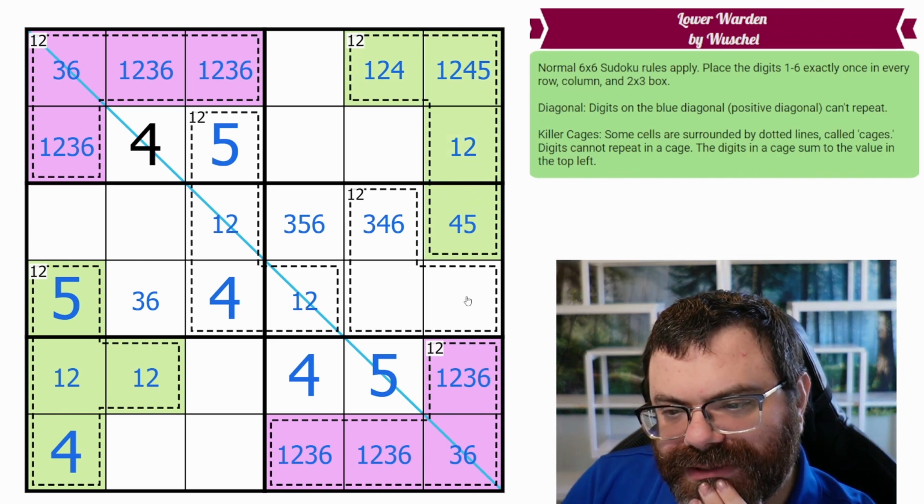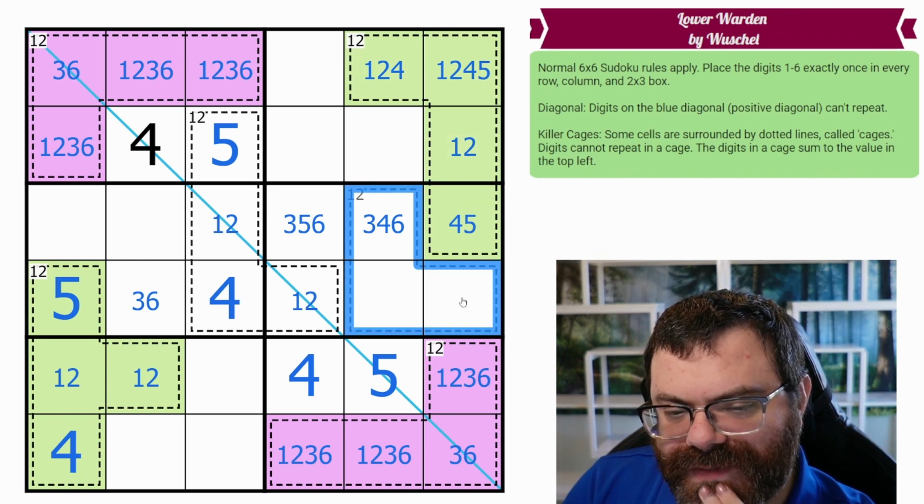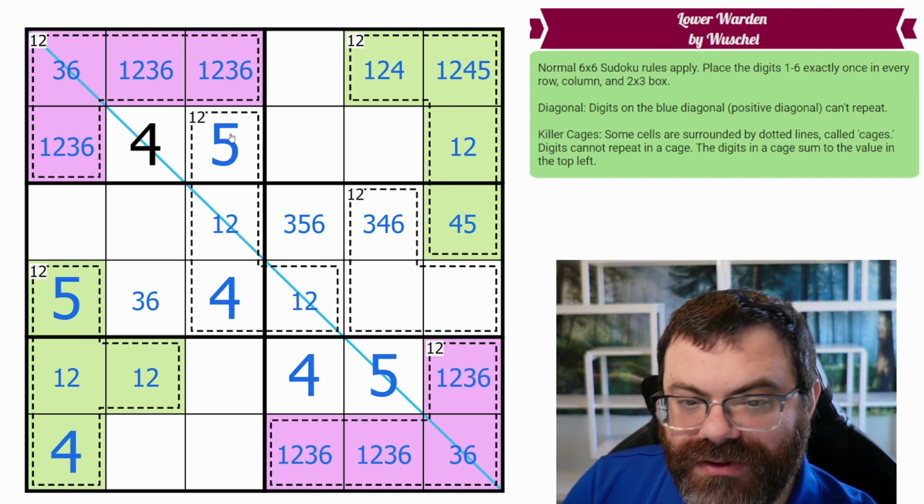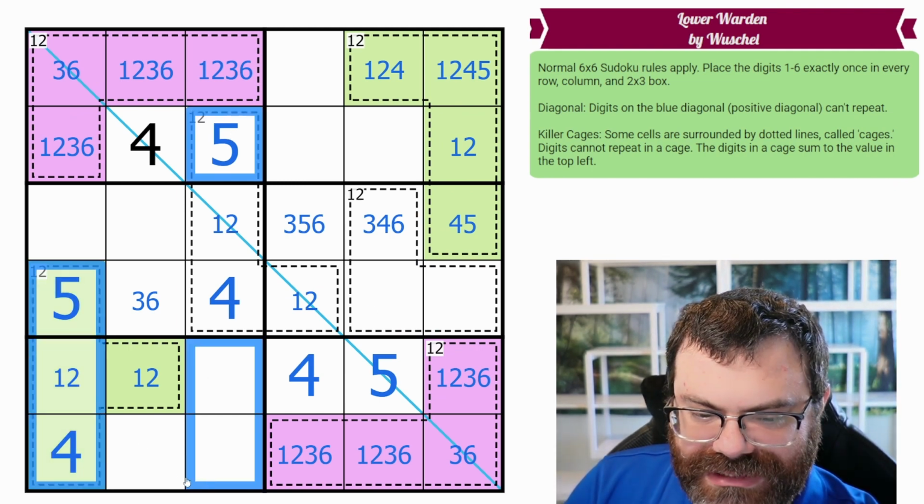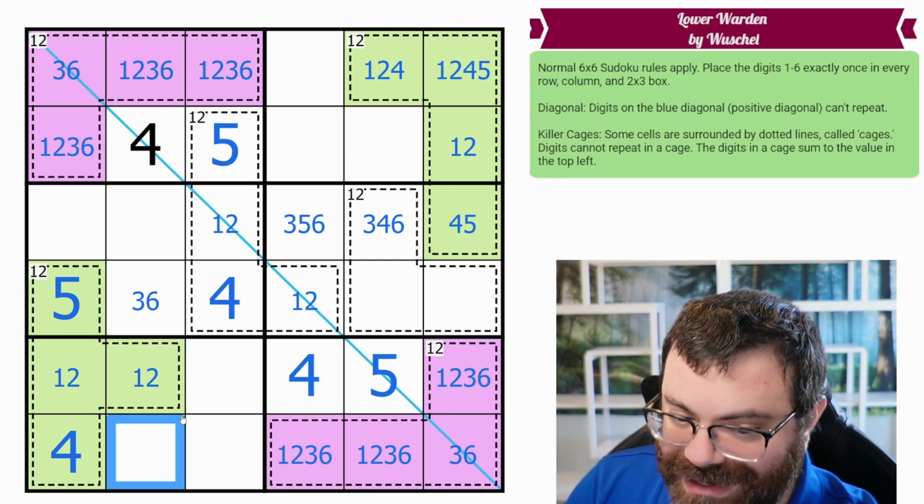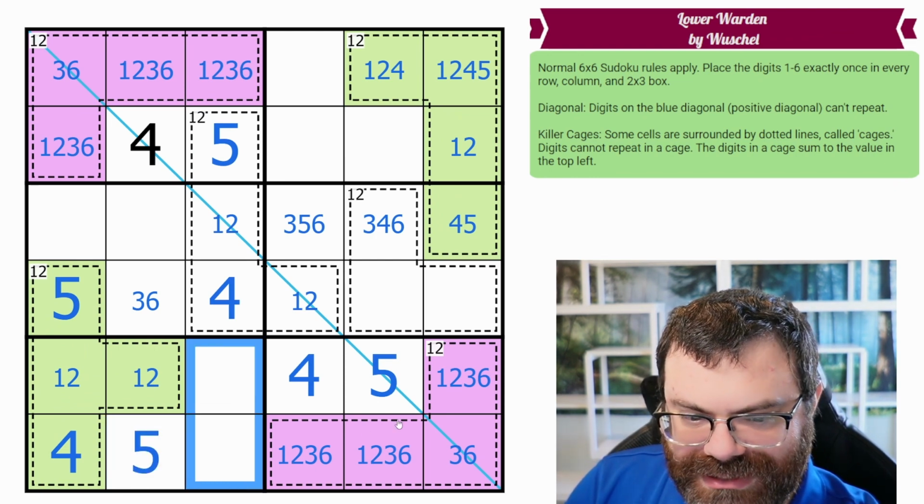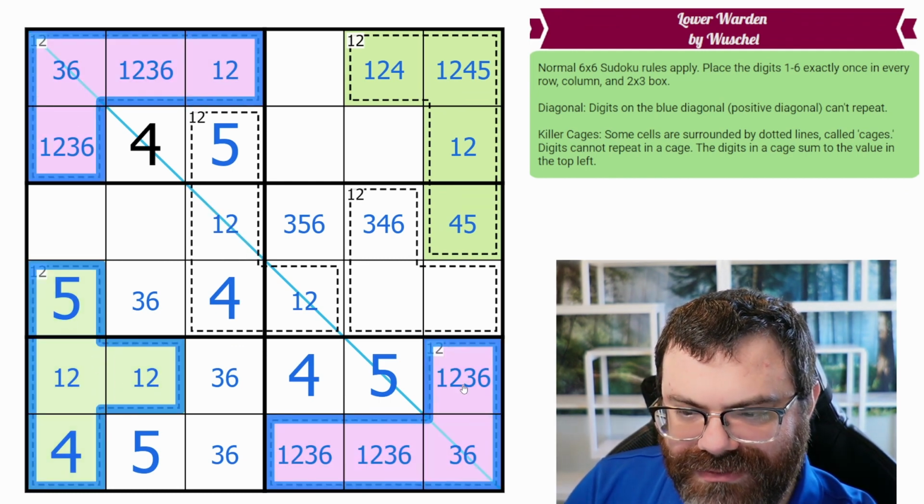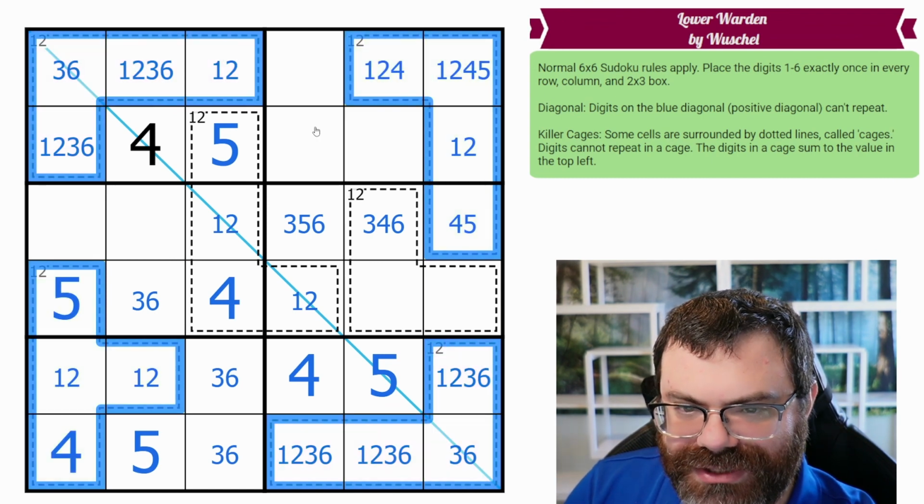All right, what are we doing here? Is it this 12 cage? Oh, it's these 5s are helpful. These 5s look down, so this box needs a 5. And that's going to make this a 3, 6 pair. That's going to look up, making this a 1, 2 pair. I don't think I need these colors anymore. In fact, I don't think I ever needed the colors. It was mostly for demonstration purposes.